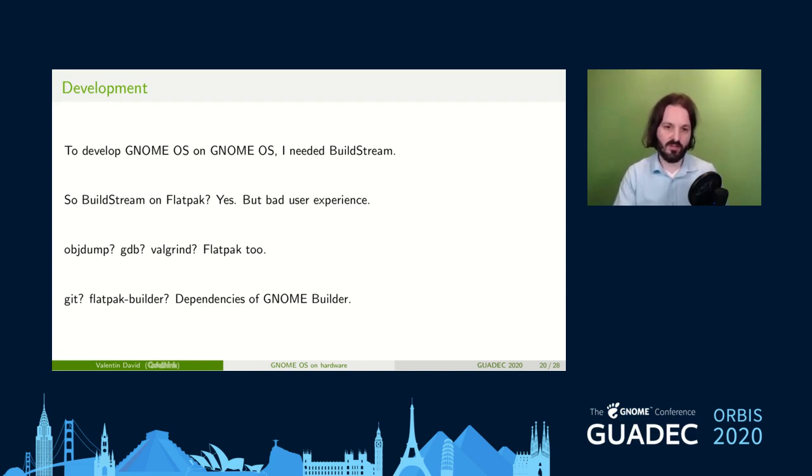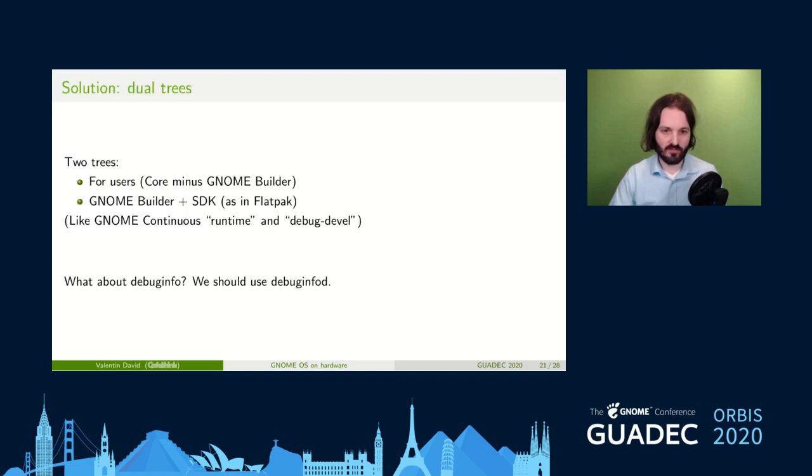But when we see that, we know that there is something we have to change. So this is something we have changed recently. We have two trees now, like GNOME Continuous had, but we didn't have that in the beginning. First, when you install, you have the user tree. The first image has everything of Core, but it doesn't have GNOME Builder. And if you want to do development, you will have to switch your tree to something that has GNOME Builder and also has the SDK, so that it has the compiler and development tools, headers, manual pages, and things like that. For the moment, we didn't put BuildStream in this, but I think it should be part of it because GNOME OS is built with it.